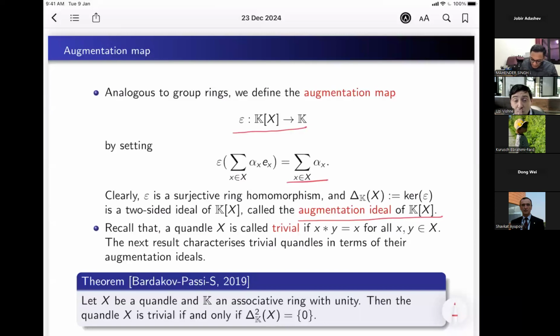It turns out that a quandle X is trivial if and only if the augmentation ideal squared becomes 0. It's actually a direct calculation. So a quandle is trivial if and only if the augmentation square is 0. Recall that the quandle is trivial if x ∗ y is x for all x and y in X. So this augmentation ideal also has some control on the structure. In fact, there have been some conjectures on the sub-quotients of powers of these augmentation ideals, and I think Mohamed Elhamdadi has some positive results along these directions.